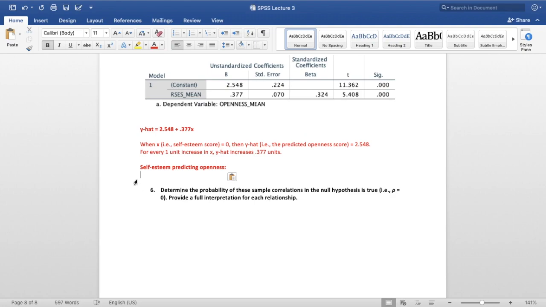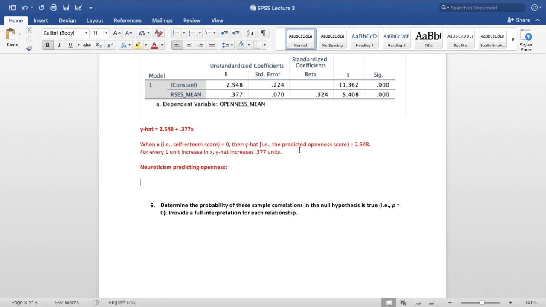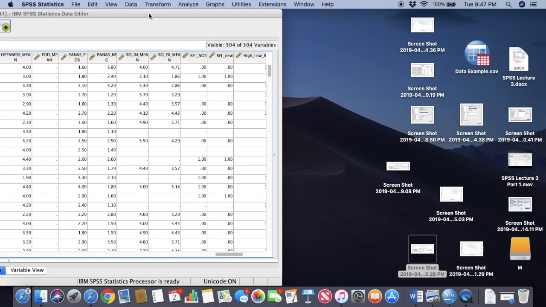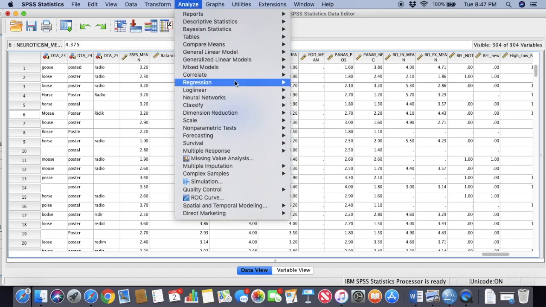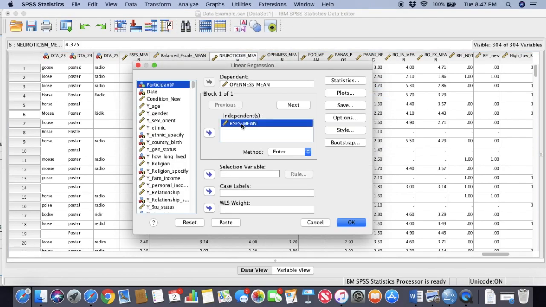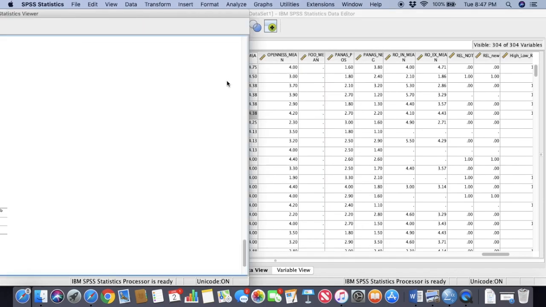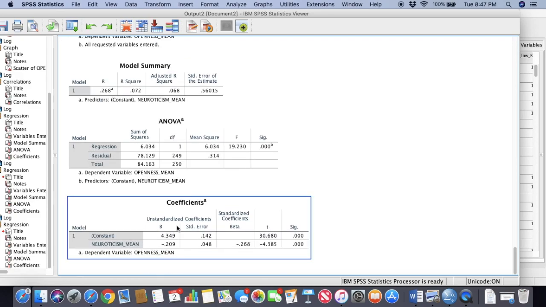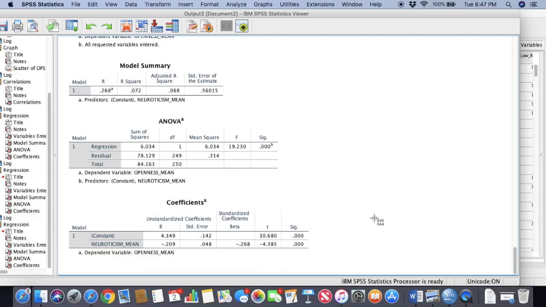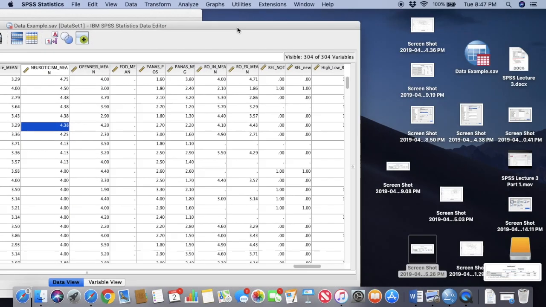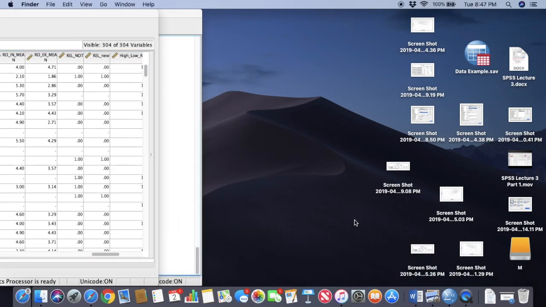So the last one is neuroticism predicting openness. Okay, neuroticism predicting openness. So let's go ahead and go back to SPSS, and we're going to go to Analyze, Regression, Linear. Okay, self-esteem is now gone, and neuroticism is going to be predicting openness. So go ahead and hit OK. And again, we're interested in this coefficients table, so go ahead and take a snap of that. It should appear.